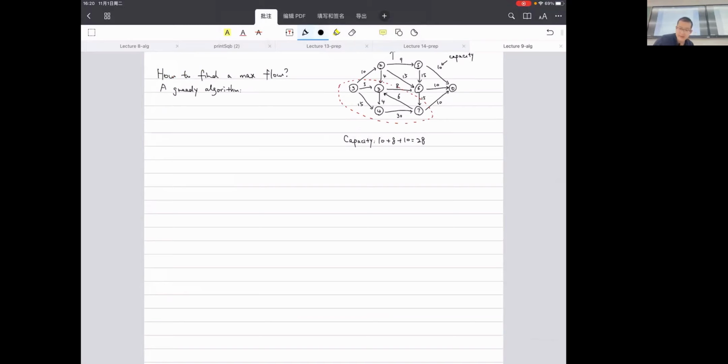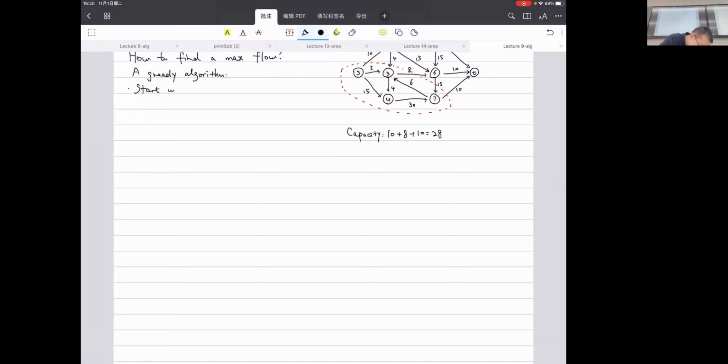So we say that this is a greedy algorithm that we can study here. Of course, at the very beginning, we need to start with Fe equals 0 for all edges e in E. So this is the first step. And the second step is that we need to find an ST path P where each edge has Fe smaller than Ce.